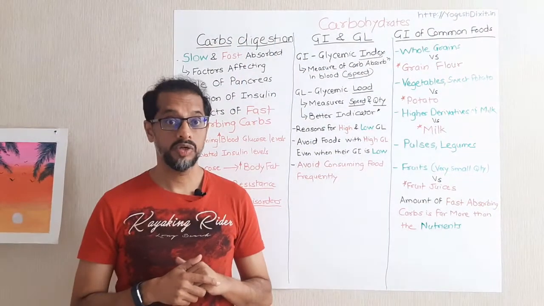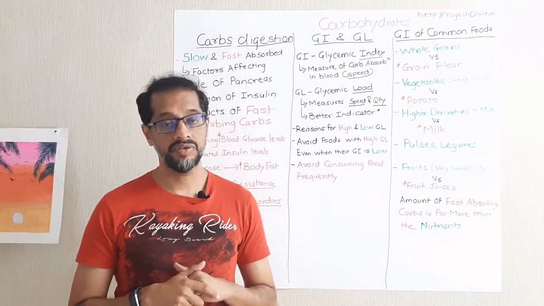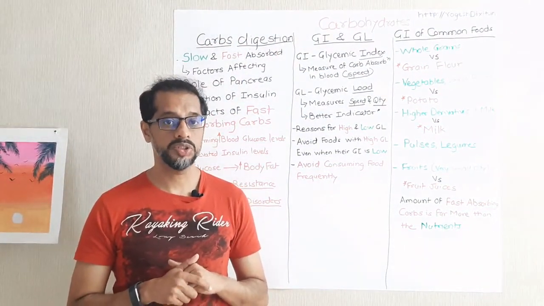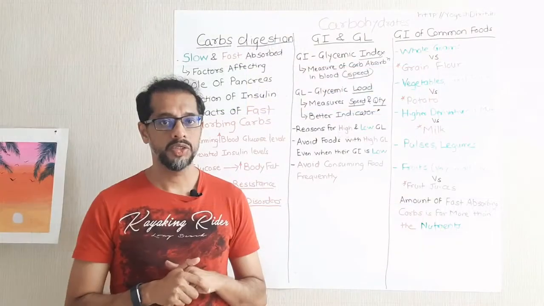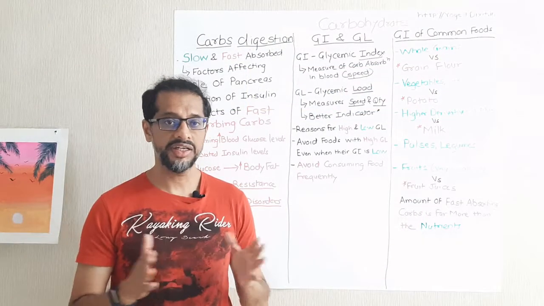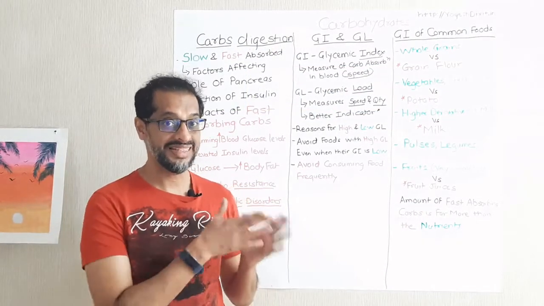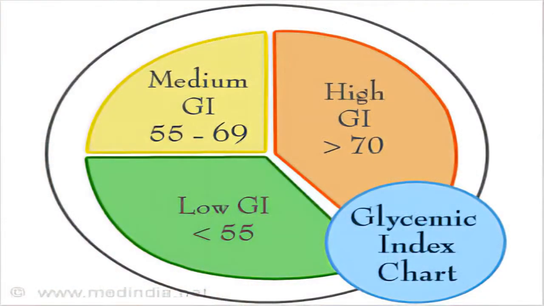So the GI value, or the glycemic index, after consuming 50 grams of glucose is considered to be 100, and all other carbohydrates are then compared against this value of 100. So the GI is divided into three categories. Less than 55 is a low GI, between 55 and 70 is a medium GI, and 70 onwards is really high or very high GI.